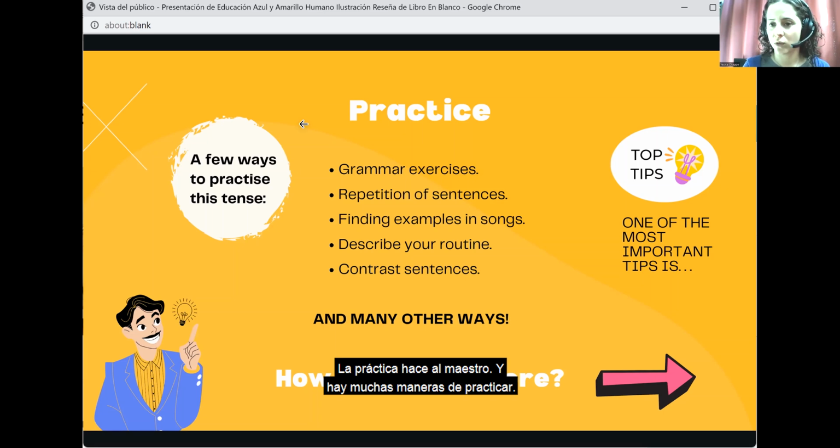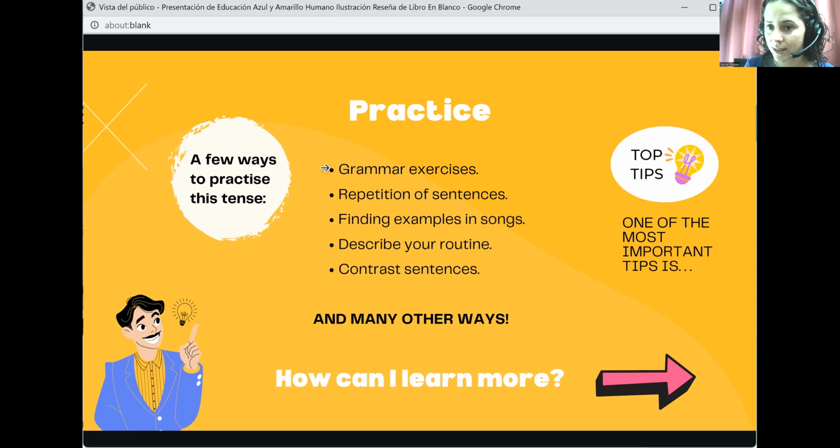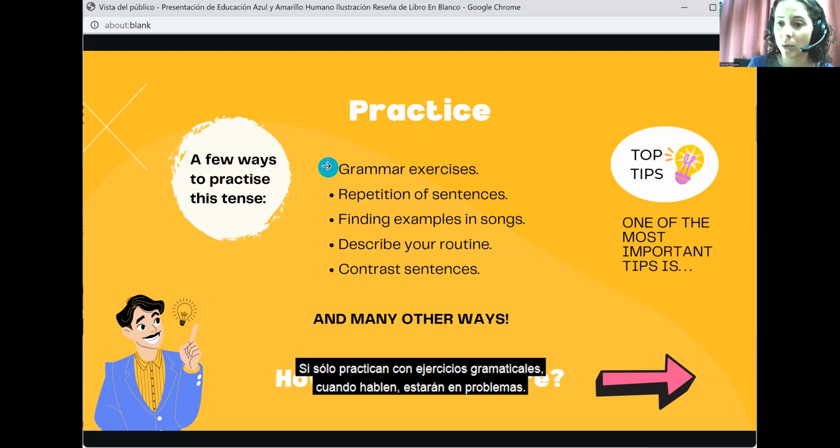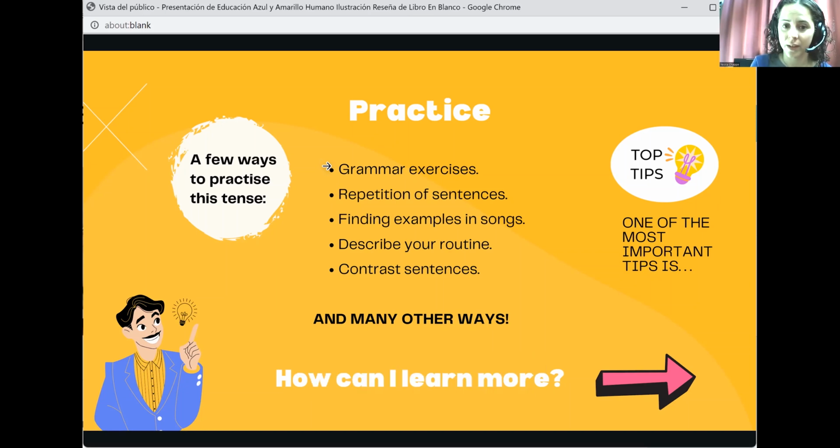And there are many ways to practice verbal tenses. Yes, one of them is grammar exercises, but please, this should not be the only thing you do. If you only practice tenses with grammar exercises, when you speak, you will be in trouble. It will be very difficult to speak.